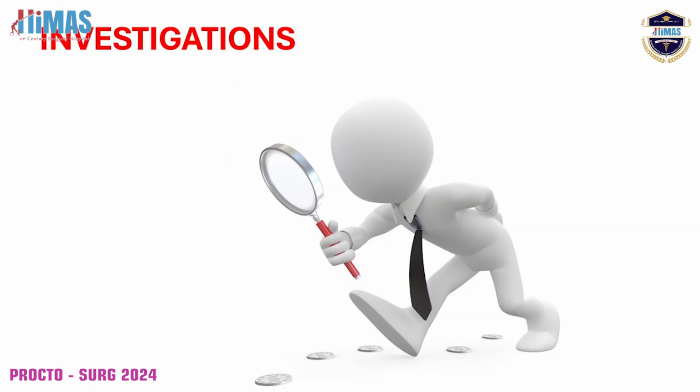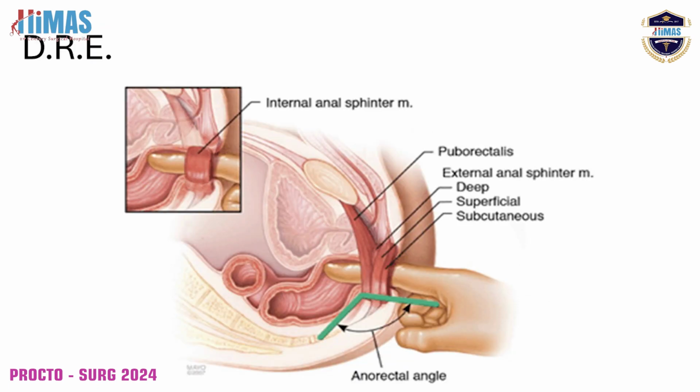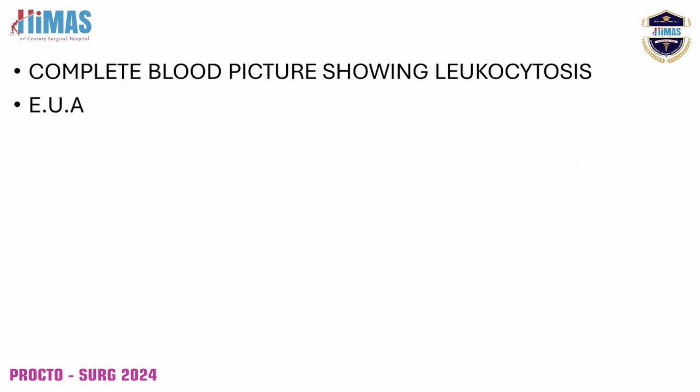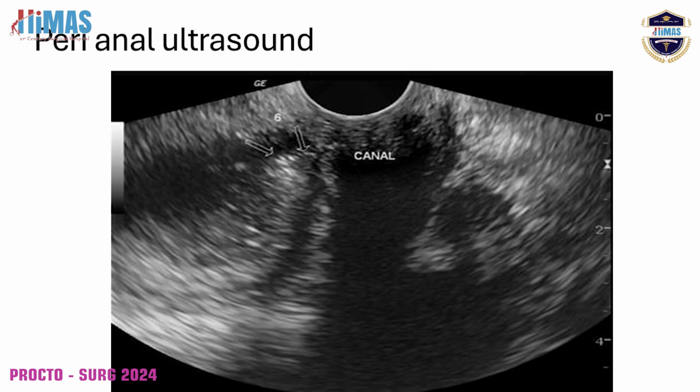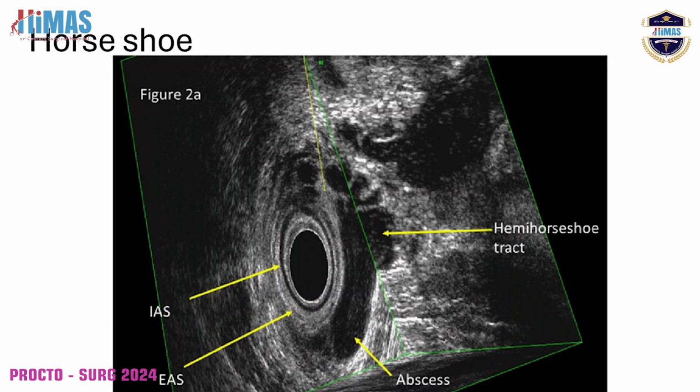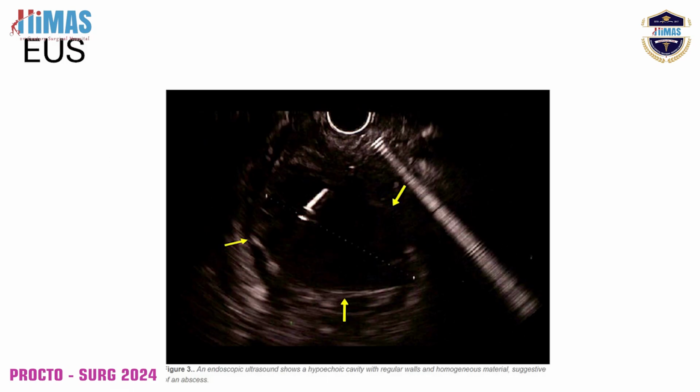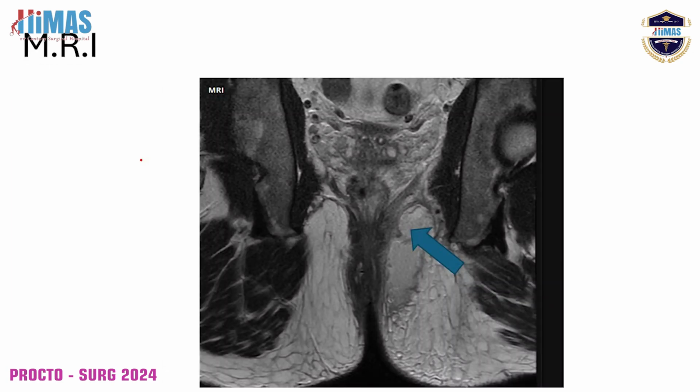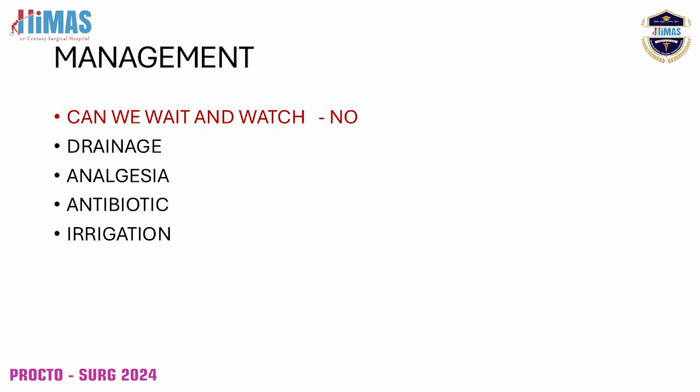Just a digital rectal examination is the best one. You can feel the induration, and the patient will have pain. After that, you can do a complete blood picture, where leukocytosis will be there, and you can use ultrasound, transanal ultrasound, endoscopic ultrasound, CT, MRI, any investigation to confirm your spaces.